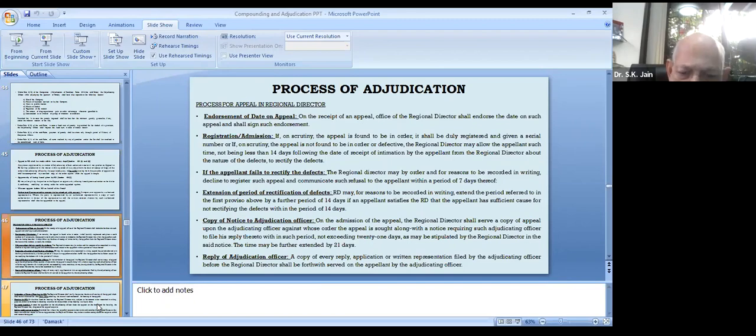Now, copy of notice to the adjudicating officer. The appeal has been filed, so a hearing notice will be given, and a copy thereof will also be forwarded to the adjudicating officer, who is ROC. On the admission of the appeal, the regional director shall serve a copy of the appeal upon the adjudicating officer against whose order the appeal is sought, along with a notice requiring such adjudicating officer to file his reply.